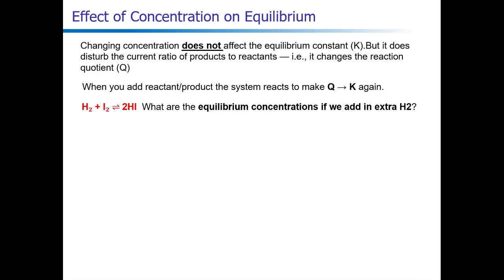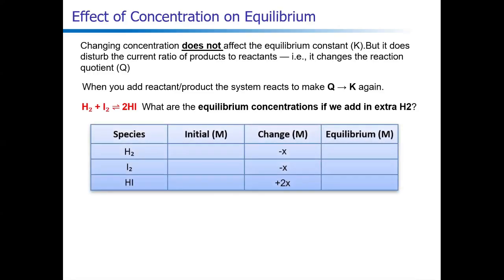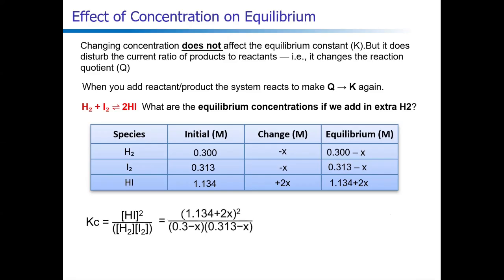Let's use the ICE table to predict the new concentrations. Here I will enter the equilibrium concentrations from a few slides back. However, I will now change the initial concentration of hydrogen to 0.3. Let's now recalculate from this new starting point. Thus, the new equilibrium will be 0.3 minus x, 0.313 minus x, and 1.134 plus 2x. We can plug these values back into the Kc equation and solve.